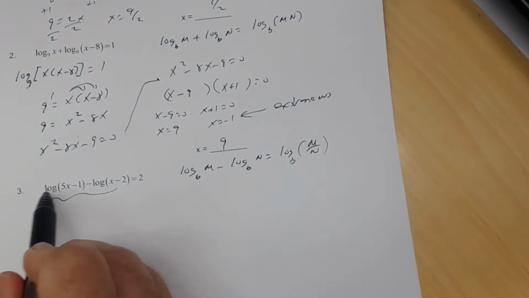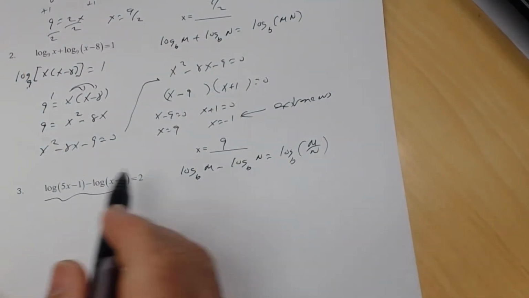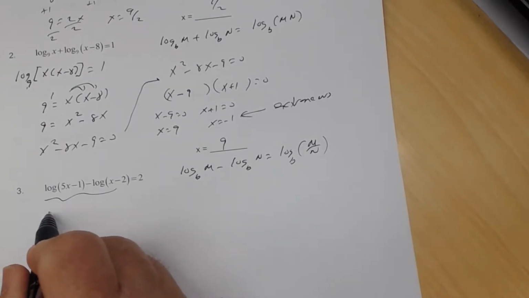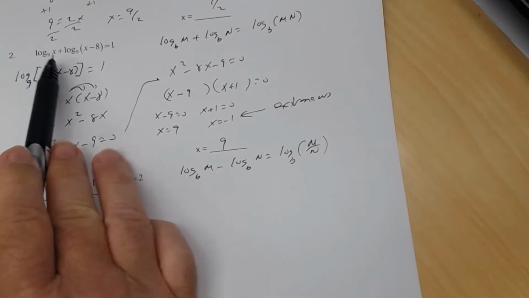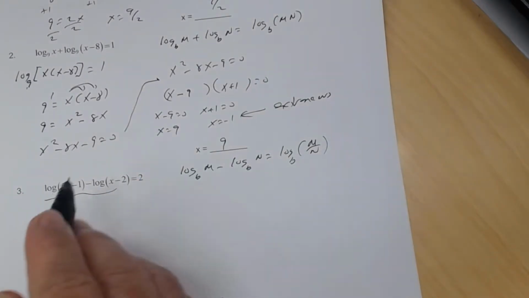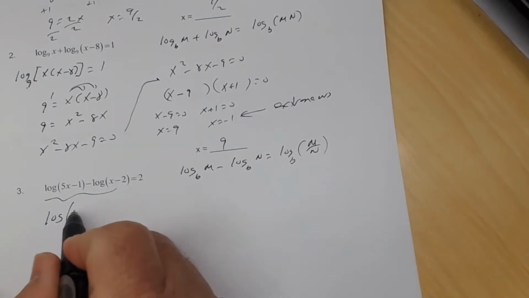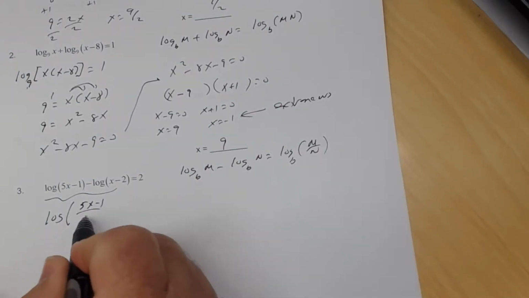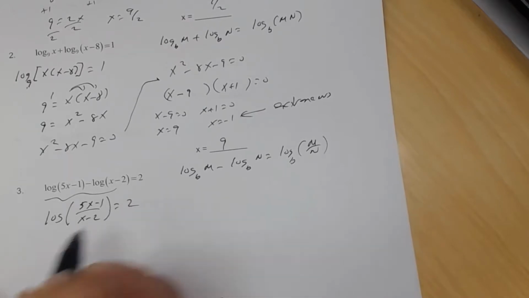Now remember that you have to have the coefficient of 1s before you can condense. And I do. So I have the log. Now see there's no base here. You see there's a base here of 9. Here there's no base. Remember, you're dealing with a common logarithm. That's base 10. So that's going to be log of 5x minus 1 over x minus 2 equals 2.